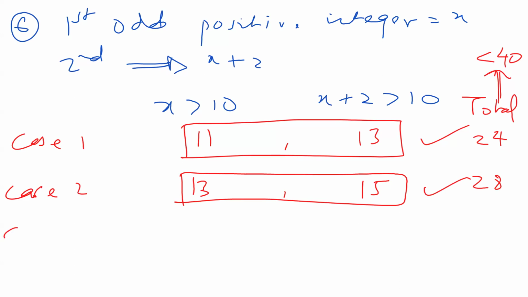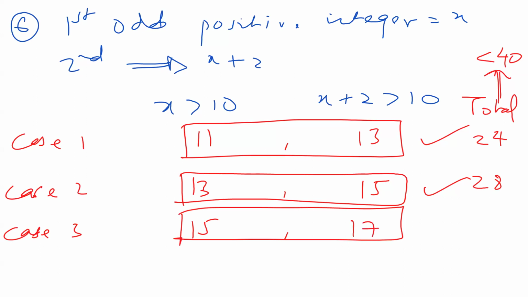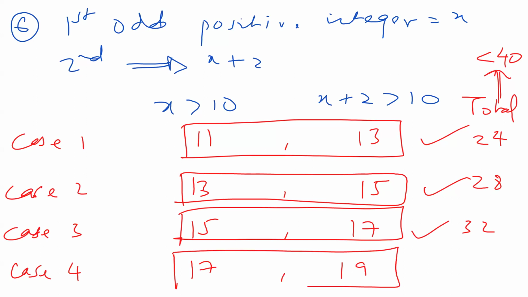Case 3. The two consecutive odd positive integers after this are 15 and 17. The total is 32, quite valid. Case 4, 17 and 19. What is the total? 36. Will there be case 5? No. 19 and 21: the total is more than 40, not less than 40. Okay. Is this clear, guys? Yes.